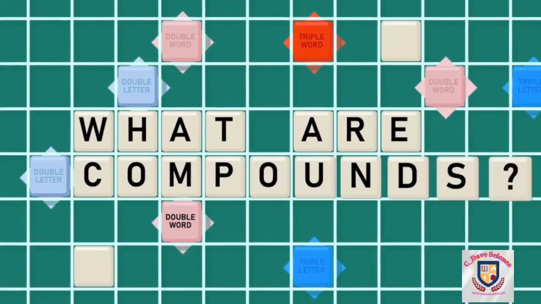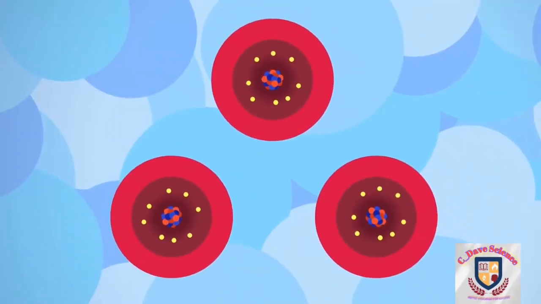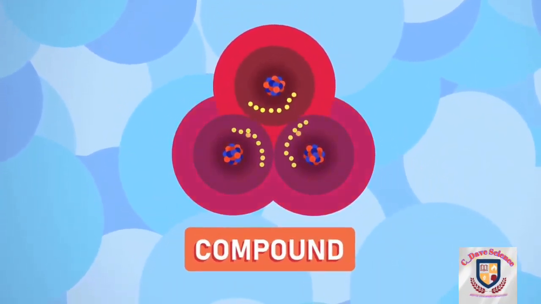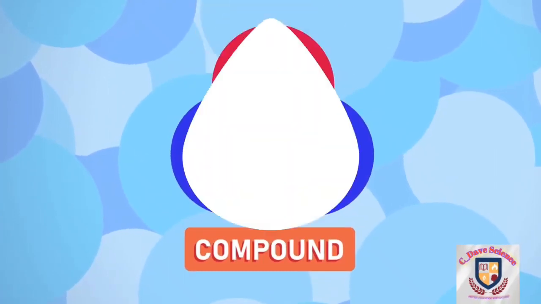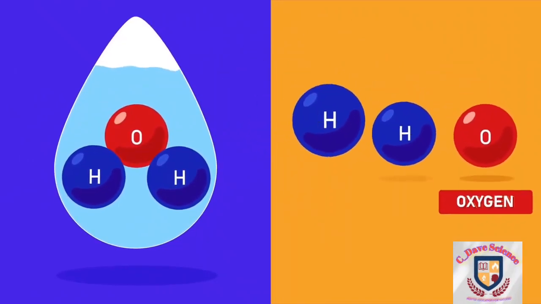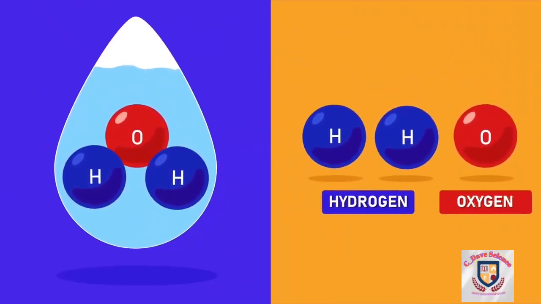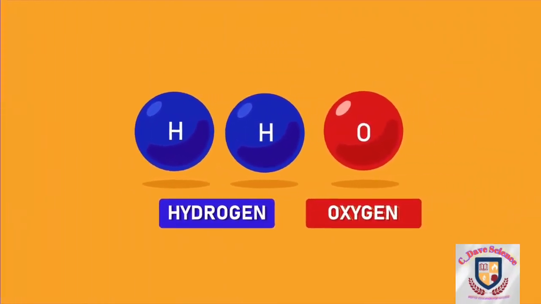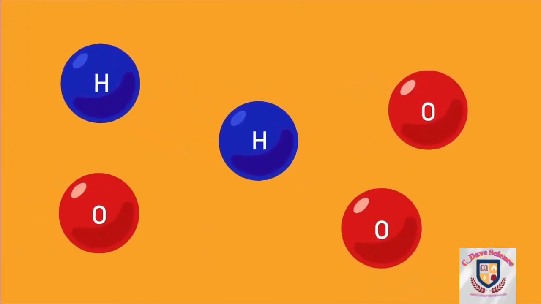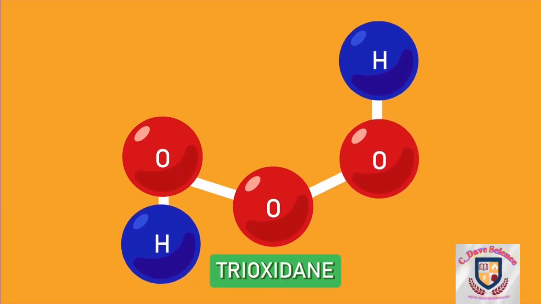What are compounds? Remember how molecules are two or more atoms that combine together? Compounds are also molecules, but those elements must be different. For example, water is a compound. It is made by chemically joining an oxygen atom with two hydrogen atoms. The ratio of hydrogen atoms to oxygen atoms in water is 2:1. Changing this ratio will give us a different compound.